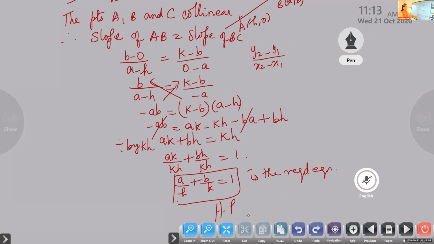If the points lie on the same line, the slopes are equal. That's the concept we are using, and we are getting the required results. We want to prove the same results. It is not a second part, it is "or": either the first one or the second one. It may be asked in this way or that way.